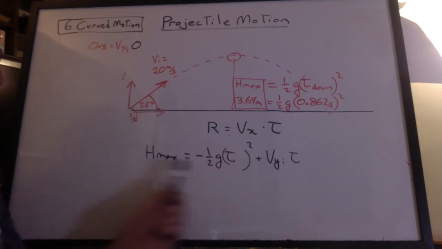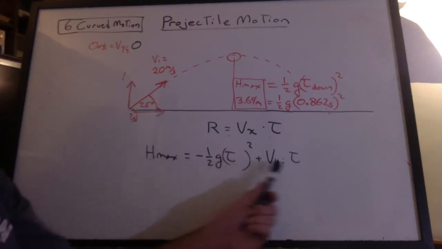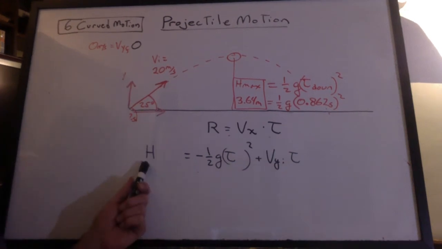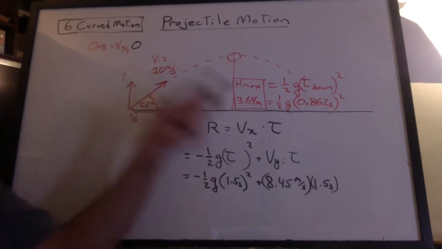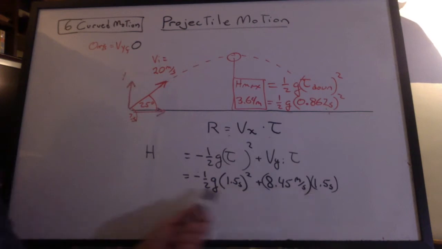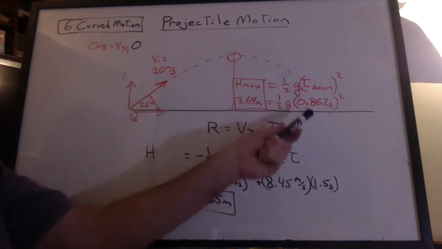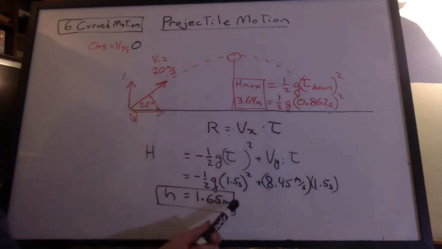Well, I'll tell you what this is good for. You can put in any value of time and calculate the height. How high is the ball at 1.5 seconds? We get a height of 1.65 meters. It has to be over here on its way down because we're past the halfway time.